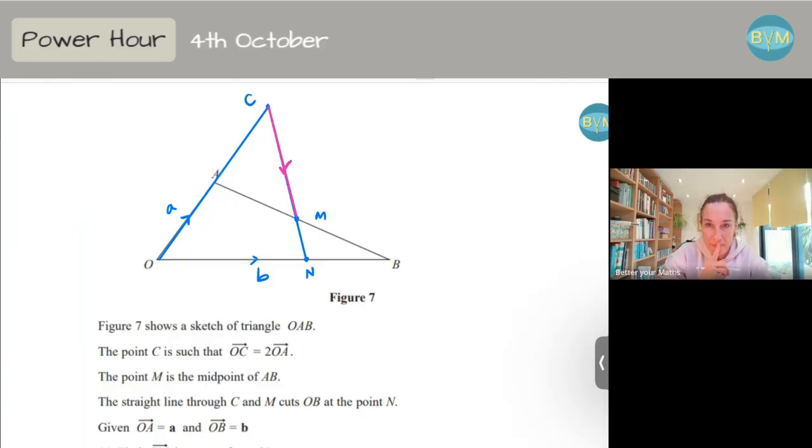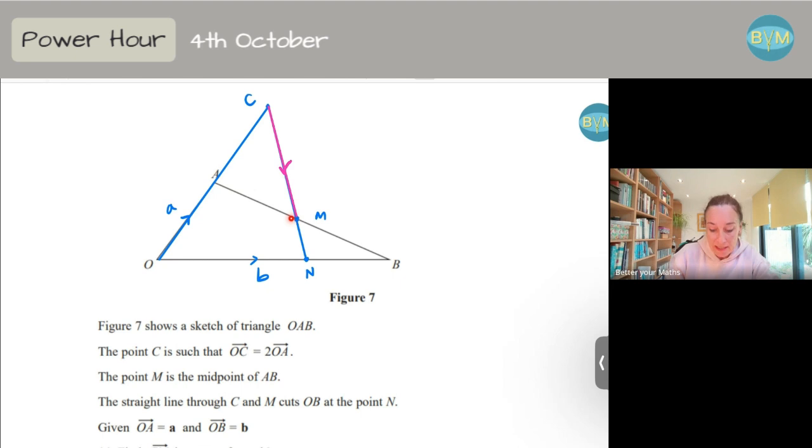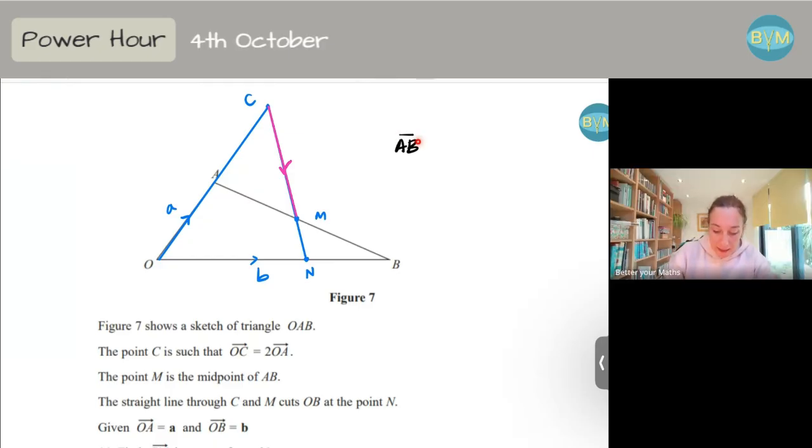Anyone? Ryan, tell me. Would it be half of AB? Exactly. And how can I find AB? It'd be minus a plus b. Exactly. So vector AB is minus a plus b, or b minus a if you want to write in that order. Again, I'm trying to go in a different way. And AM is half of AB.